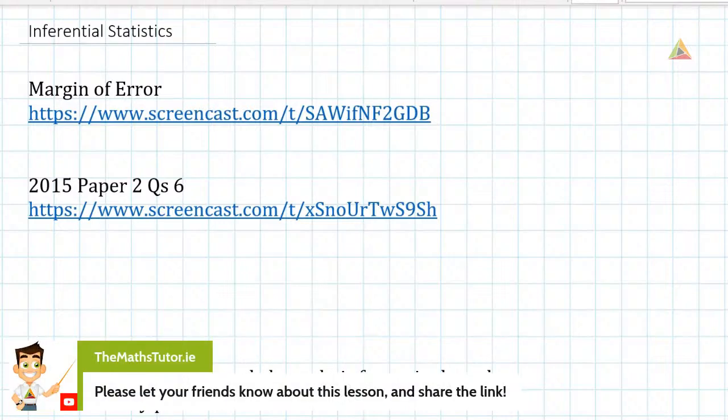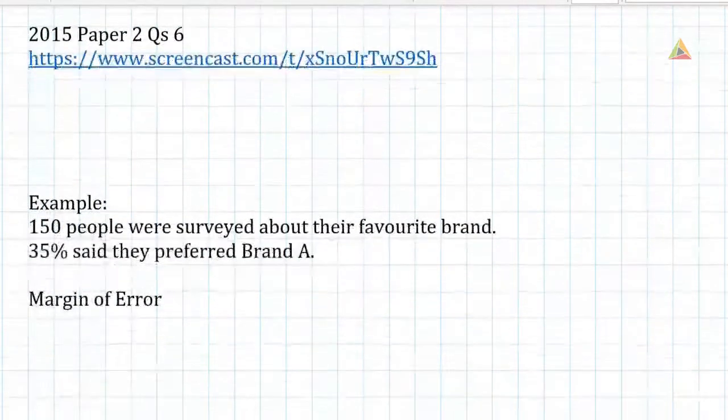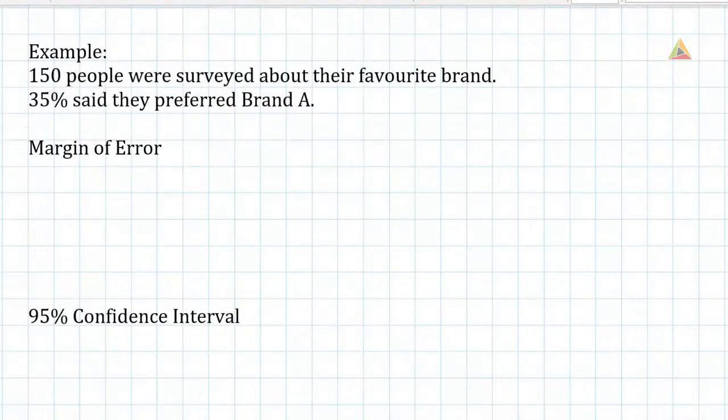Okay, so to start with, we're going to see what type of questions come up on inferential statistics. There are a couple of new terms that we're going to come across, like margin of error, 95% confidence interval, sample proportions, population proportions, and hypothesis testing. These are all going to get symbols, and we need to understand what those symbols mean and how we can use them.